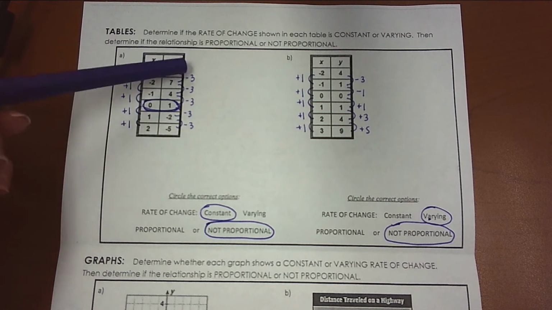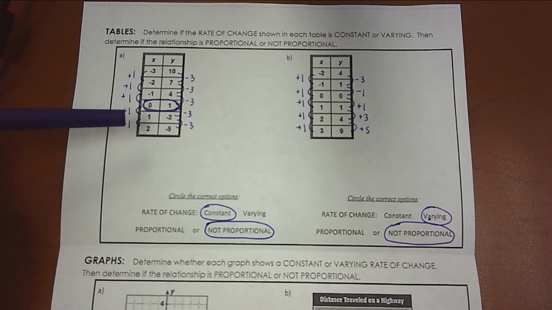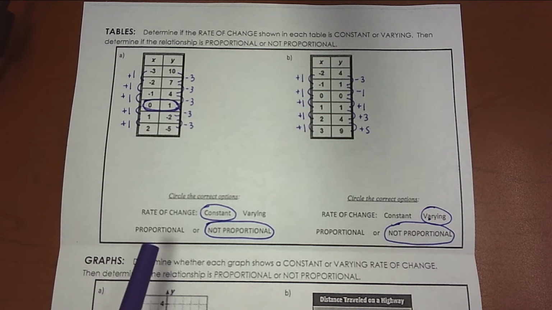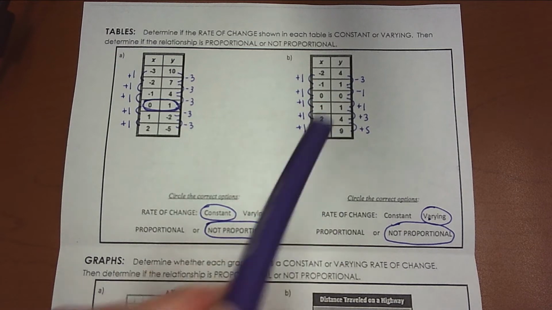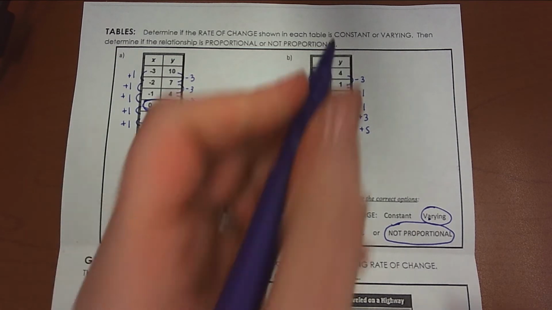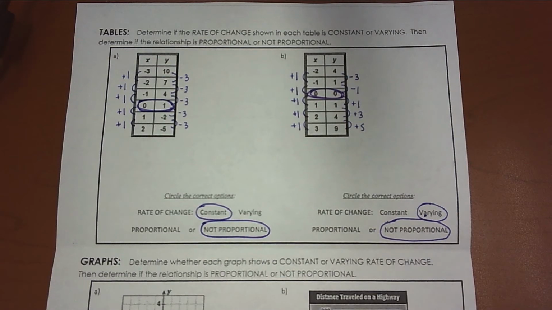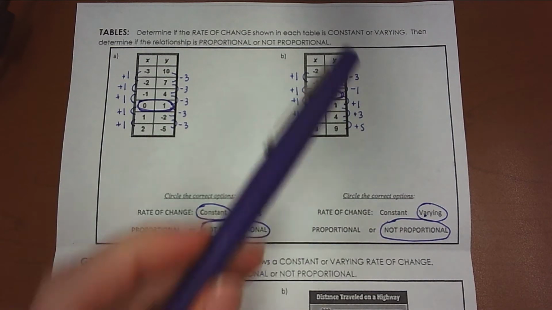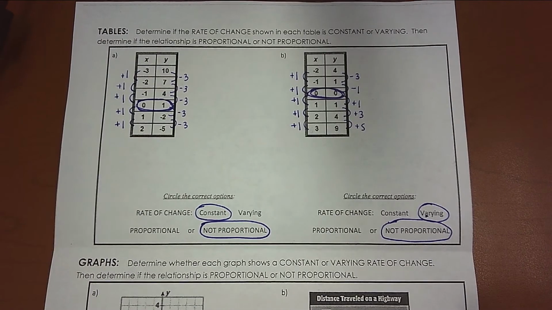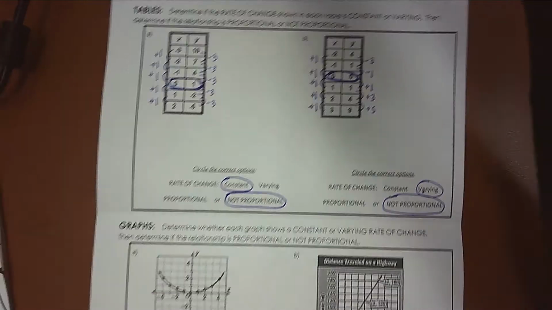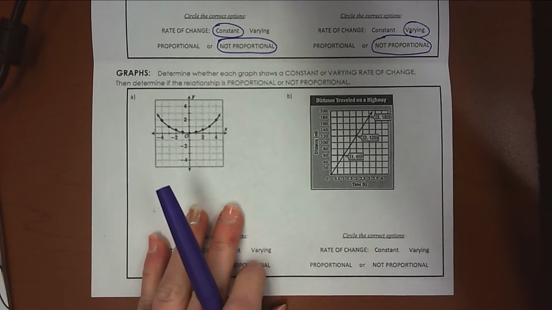And so if it has a constant rate of change, then we know that it's linear. However, in order to be proportional, it must also go through the origin. In example B, it did go through the origin. However, because it has a varying rate of change, we know that the graph is nonlinear, and so this one is also not proportional. So now we're going to look at some visuals here.